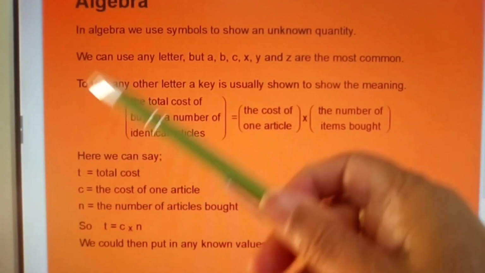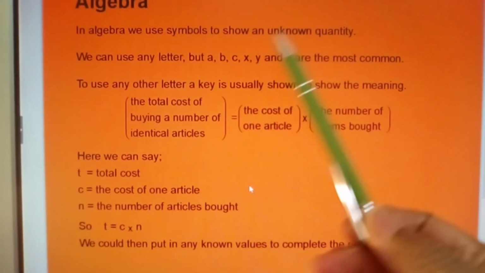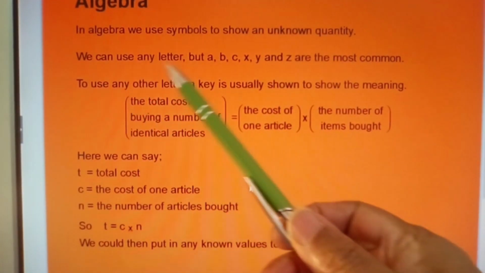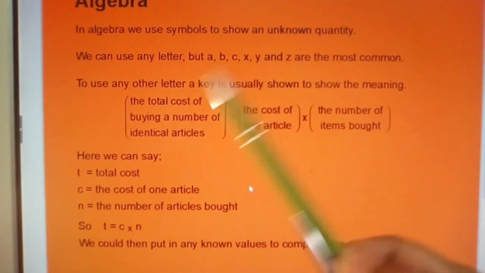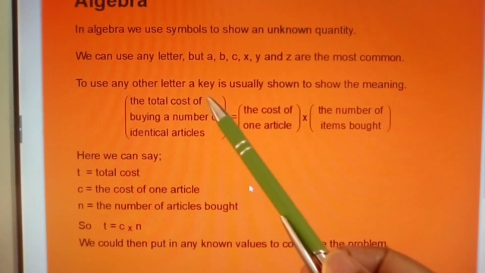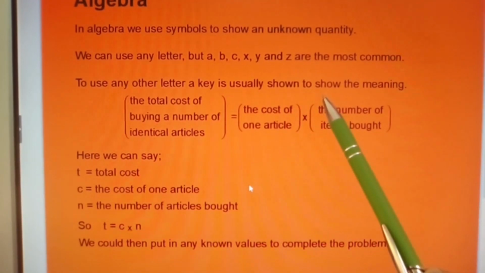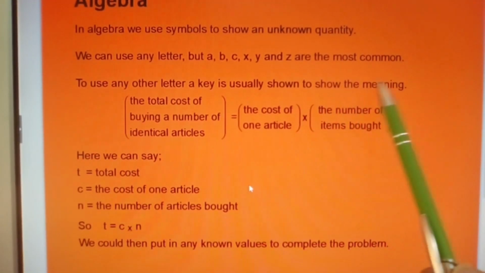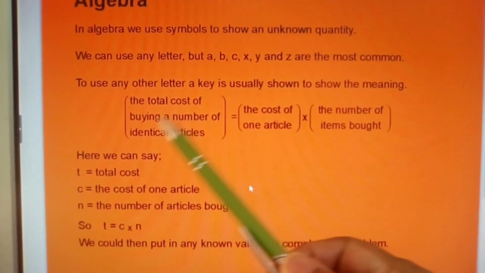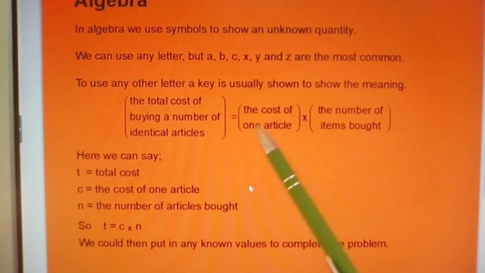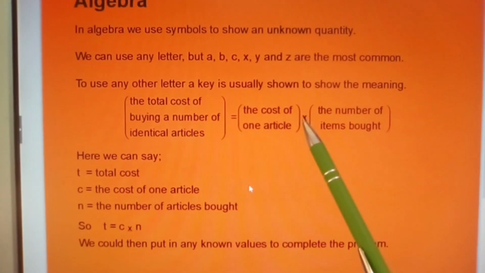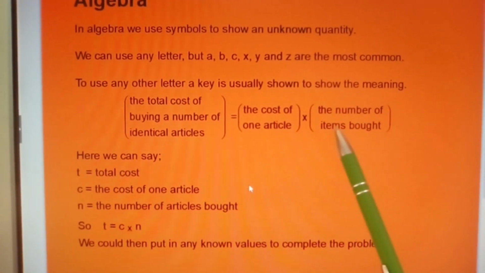Now algebra. In algebra we use symbols to show an unknown quantity. We cannot use any letter, but A, B, C, X, Y, and Z are the most common. To use any other letter, a key is usually shown to show the meaning. The total cost of buying a number of identical articles equals the cost of one article times the number of items bought.